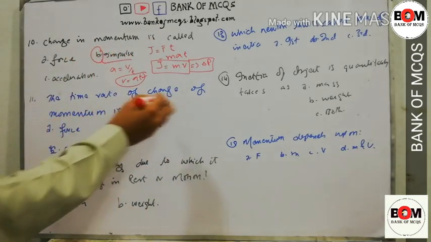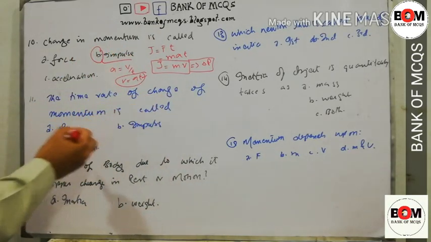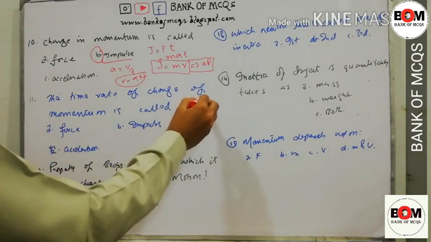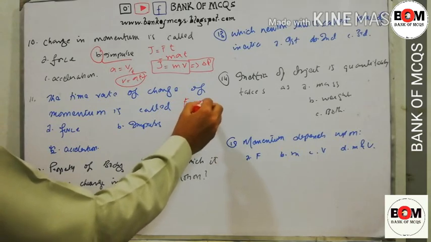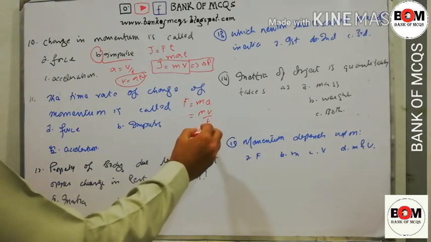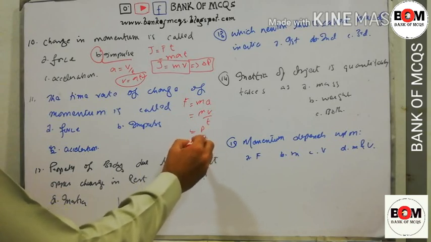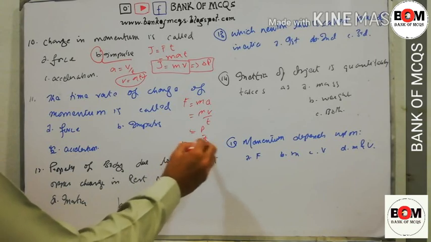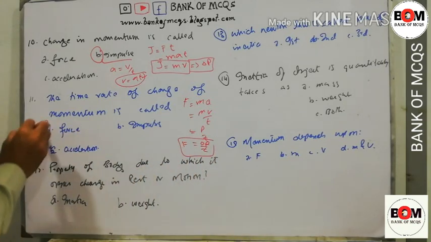Now the time rate of change of momentum is called force, impulse, acceleration or what? So we know that F is equal to ma, where a is equal to v divided by t, and mv is equal to P, so F is equal to P by t. So the time rate of change of momentum is called force. So option A is correct.